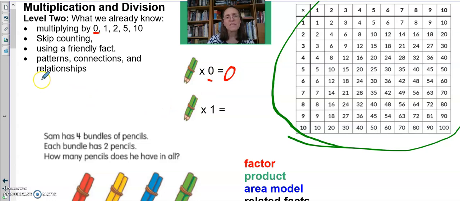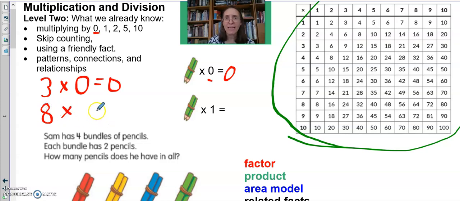Well, that makes me wonder, what if the pencils came in packs of 3? If each pack of pencils came with 3 and they didn't have any, so I got 0 pencils, how many pencils would I have? 0. What if they came in groups of 8? There are 8 pencils in each package, and I just want one of those packages, but when I get to the store, no packages of pencils. How many pencils would I have? 0. Do you notice a pattern here?